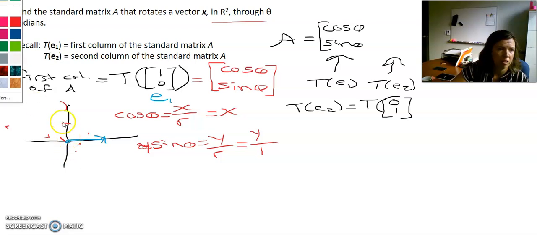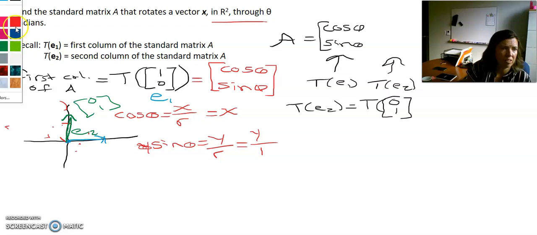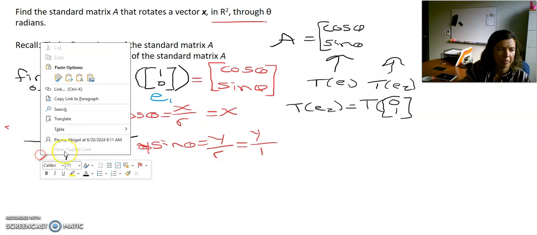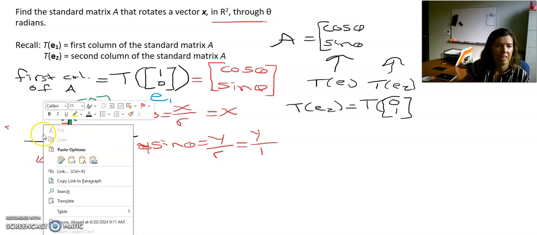Okay, so I'll draw that. I guess I'll use green. Draw that here. I think I may have said E1 earlier when I meant E2. So this is the vector E2, which is (0, 1). And then we want to rotate that through theta radians. So try to draw a similar angle theta. So we're going to end up somewhere like about here. So this right here is theta radians.